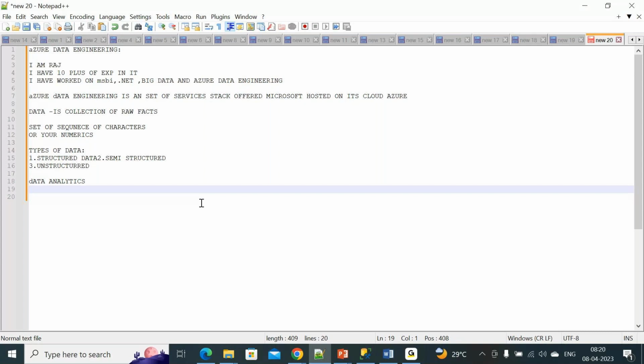So how many got recorded? How many got hospitalized? What happened to their economy? Everything, these statistics. Let's take a classic example. Each and every hospital provides their data: how many patients were admitted in their hospital, how many got discharged, how many died.